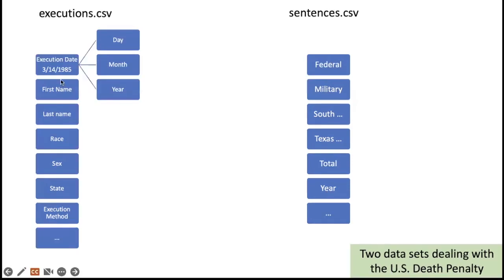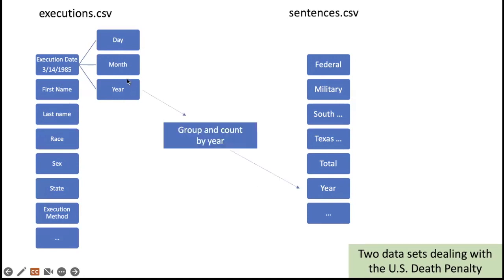So our first step is to break apart the execution date by day, month, and year, and then we have the year separated out, ready to be linked with the year over here. And then the next thing we're going to do, since each one of the records over here is an individual execution, some executions occur in the same year. So we want to do basically a subtotal command to add up all the executions by line that occurred in each one of the years. And that would give us the individual year and the total per year. And then that's what we're going to link to the year field in the sentences data set.